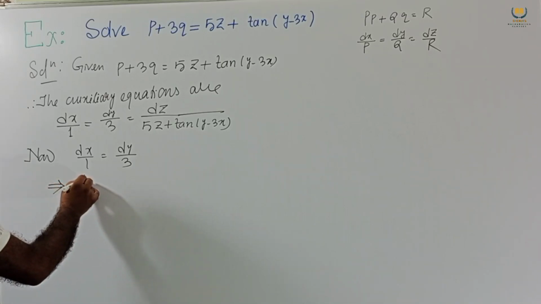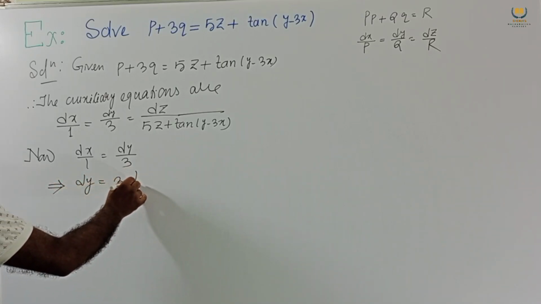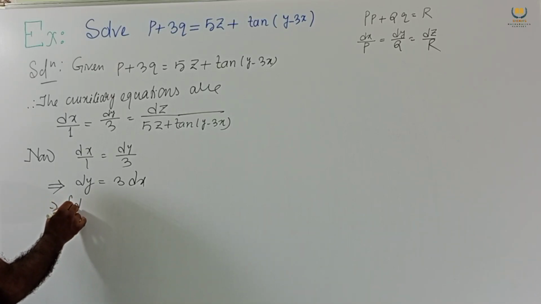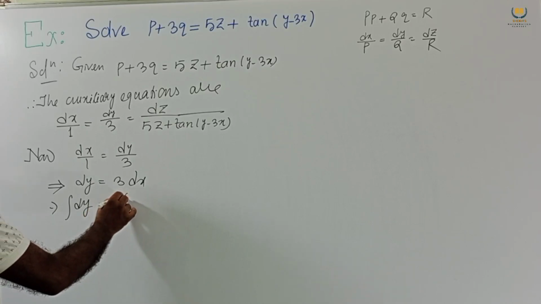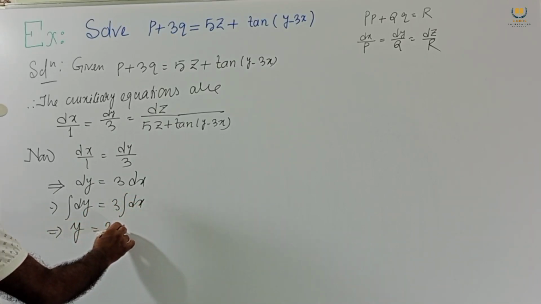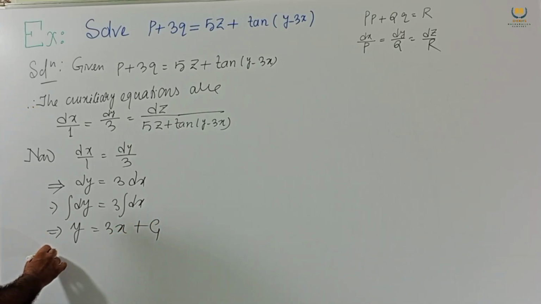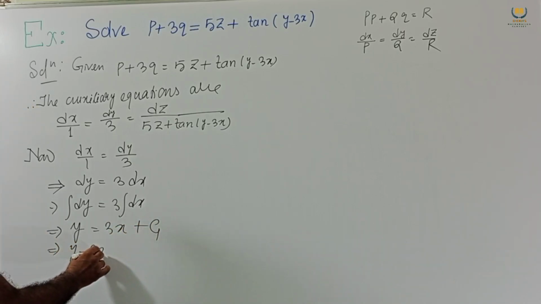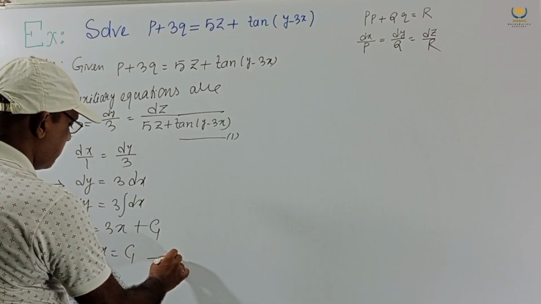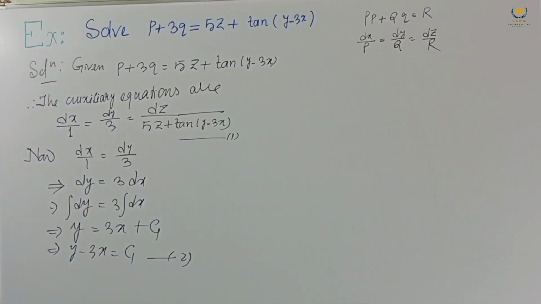This implies dy equals 3 dx. We get this. Integrate both sides. So this implies y equals 3x plus c1. This implies y minus 3x equals c1. We get this. This is number 1, we consider. This is number 2. Next we consider the first and last.